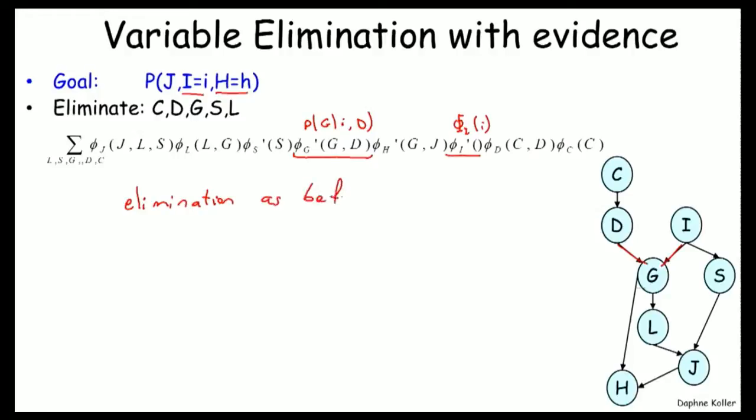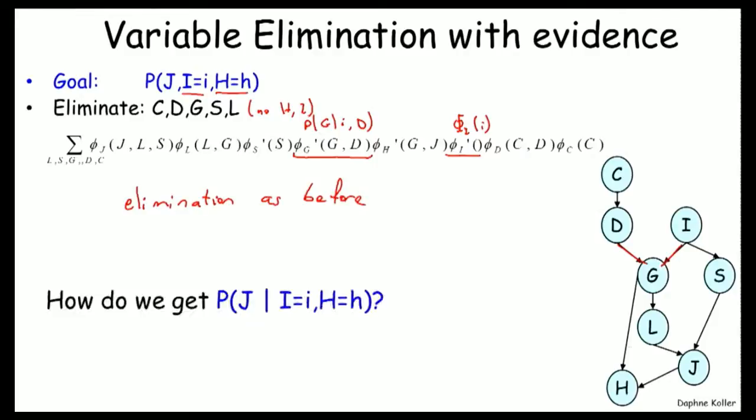No changes whatsoever to the algorithm. The only aspect that's a little bit different is notice that we don't eliminate H and I because there's no point eliminating a variable that has a single value. There's no need to sum up over it when it only has a single value. So this gives us a unified framework for dealing with queries, whether they involve evidence or not. And then how do we get the probability of J given the evidence? Well, this is straightforward. We simply renormalize.